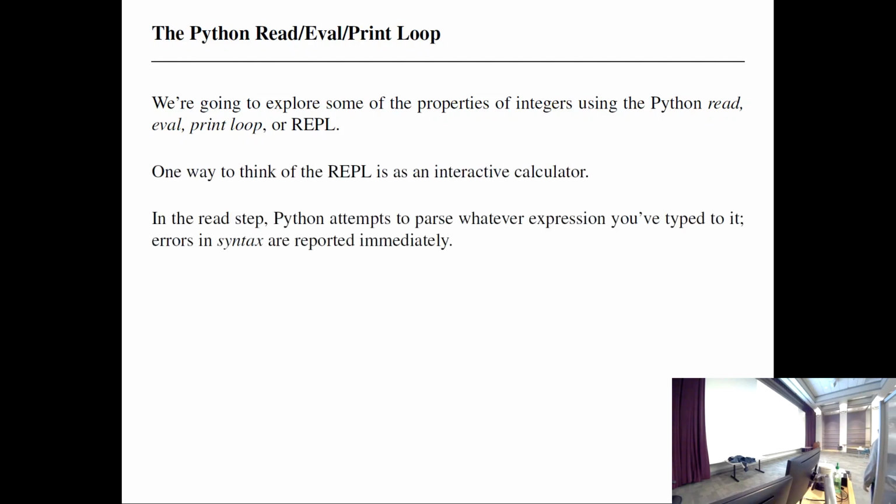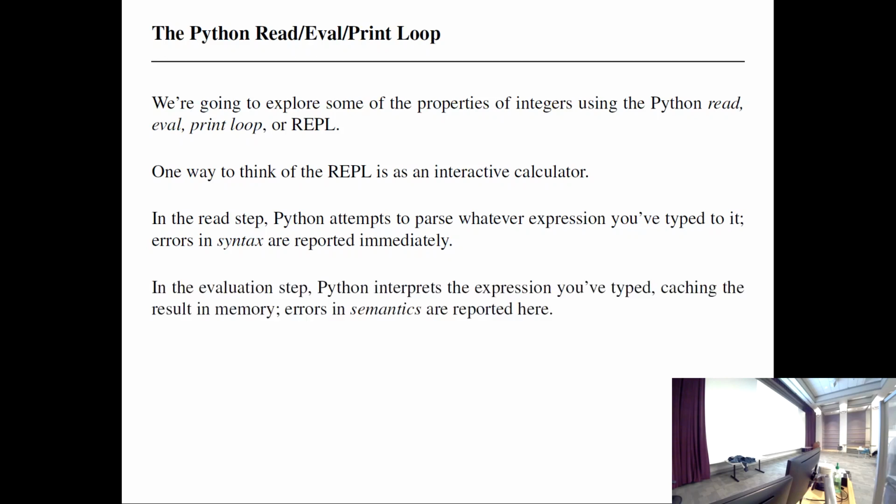So let's see what it looks like. In each step, Python reads the expression you type, which for integers should look like an optional plus or minus followed by a series of digits. It will report an error in syntax right away. If you type 020, it's going to say, I can't do that. If you type 20, it's fine. And then it's going to evaluate that thing and echo it back to you.